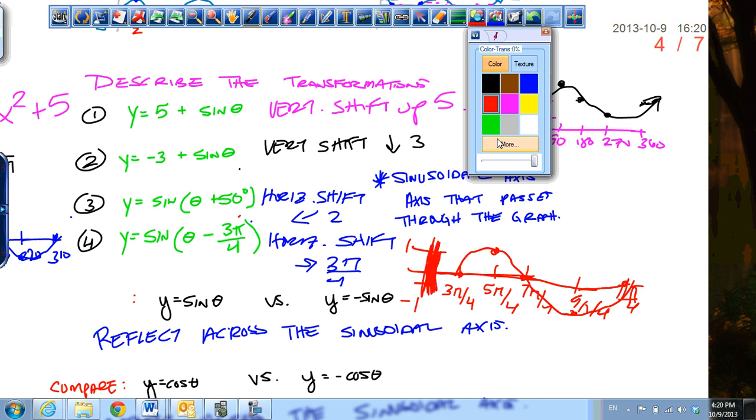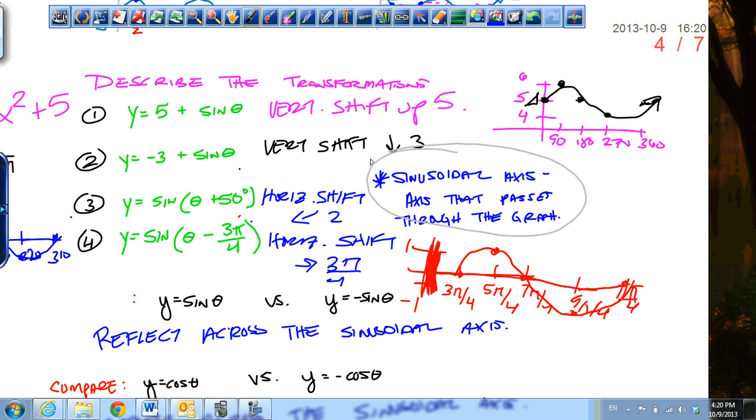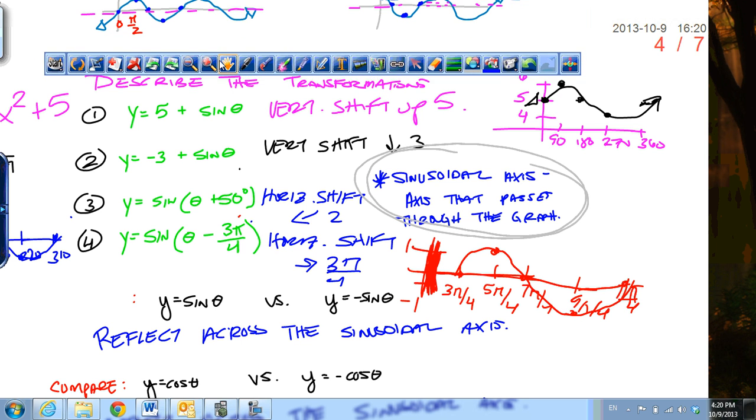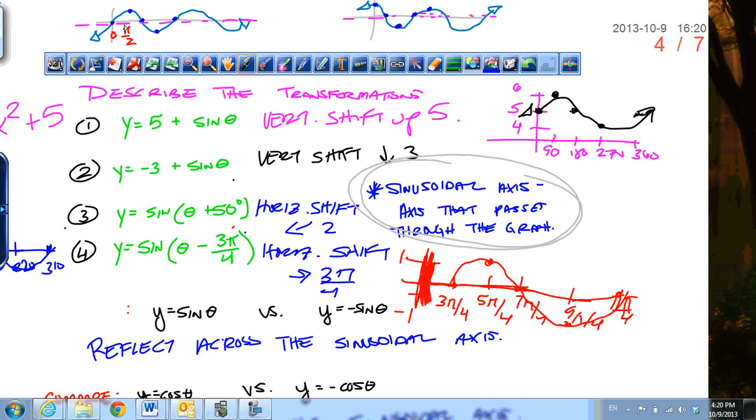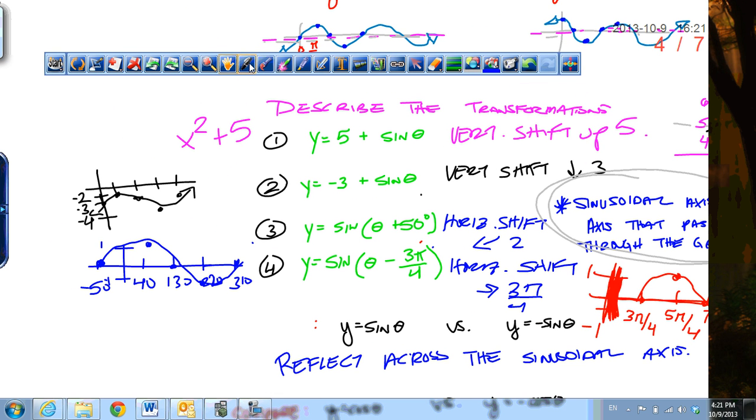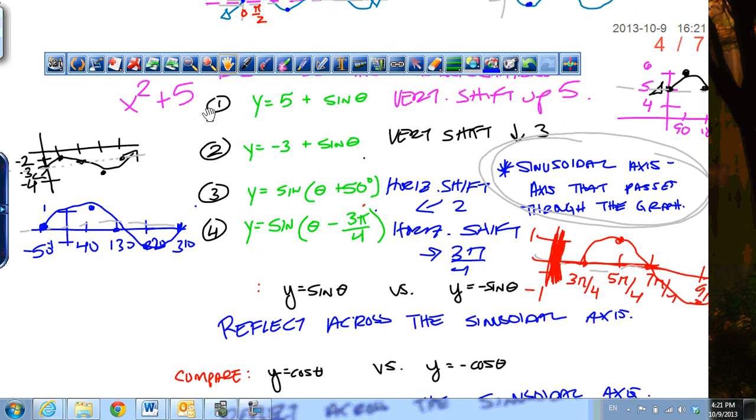The thing I have not talked about yet that's kind of been staring us in the face right here is this thing, sinusoidal axis. The sinusoidal axis is something that I have drawn in right up here. You can almost see it right here. The sinusoidal axis is the thing that cuts the graph in half. So for like 1 and 2, my sinusoidal axis is actually y equals 5. And then for number 2, where did it go? Yeah, my sinusoidal axis is y equals -3. For my 3 and 4, sinusoidal axis is still the x-axis. So sometimes the sinusoidal axis will be the x-axis, sometimes it will not be.